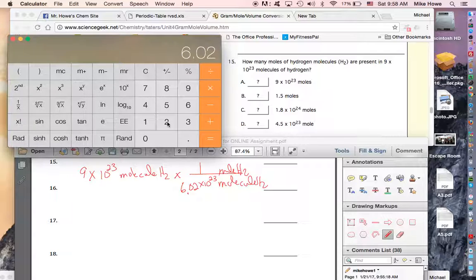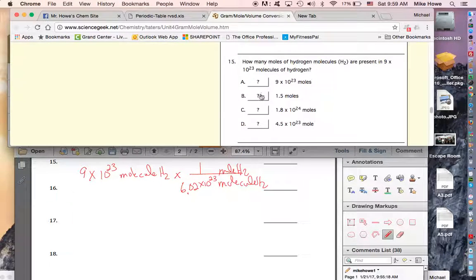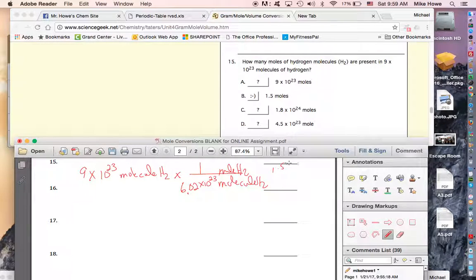Do you type in times 10? No. You type in EE 23. And that means 6.02 times 10 to the 23rd. Then you hit the equal sign, and you get 1.495, which rounds off to 1.5, and that's the correct answer. So the number of moles here would be 1.5 moles of hydrogen.